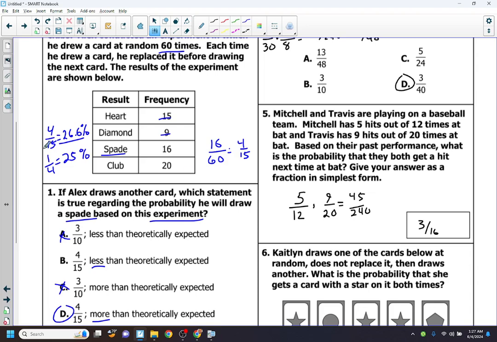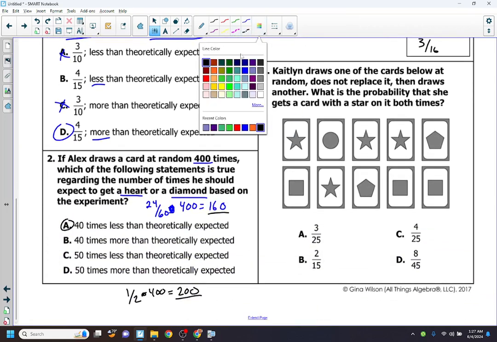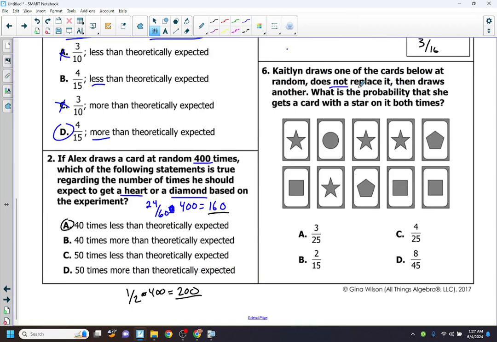This one. Caitlin draws a card but does not replace it. Not replace. And draws another. What's the probability both are going to get a star? So it's 1, 2, 3, 4 stars. So it's 4 out of 10. And then it's going to be, I took 1 star away, so I need a star again. So I have 1 less star and 1 less card in total, so 3 over 9. So 4 over 10 times 3 over 9 is 12 over 90, which reduces to 2 out of 15.